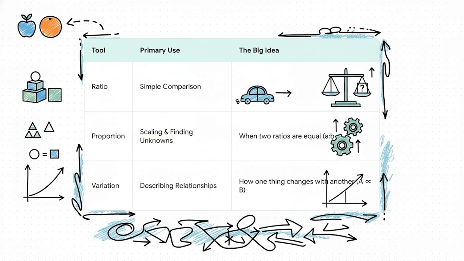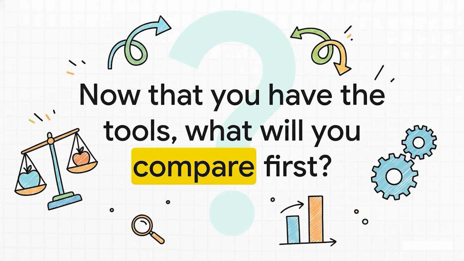And finally, tool number 3, variation. You pull this out when you want to describe how two things change with each other, either together or in opposite directions. So you are now officially equipped with the fundamental tools of comparison. The world is absolutely full of these hidden relationships, these patterns just waiting for someone to notice them. Now that you have the toolkit, what are you going to look at first? What will you compare?